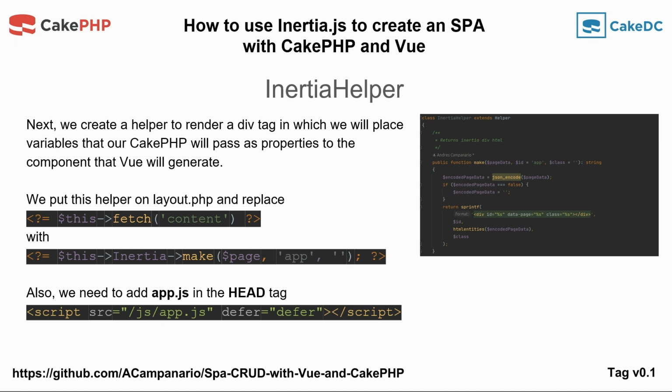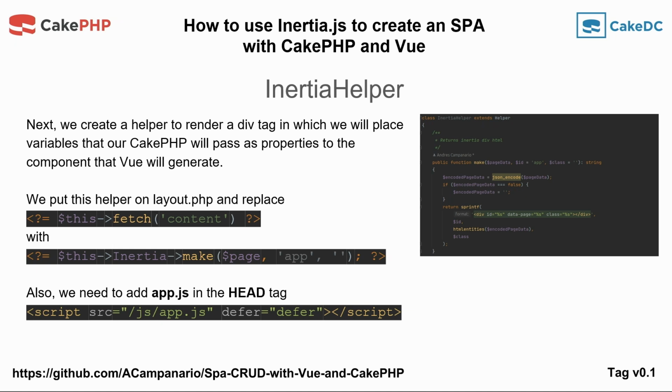Next, we need to create a helper. The helper renders a div tag in which we will place the variables that our CakePHP will pass as properties to the component that Vue will generate. In this example, we put this helper in layout.php and directly replace this fetch content with this inertia make. But it could be used in many other ways, as it is a helper in any view.